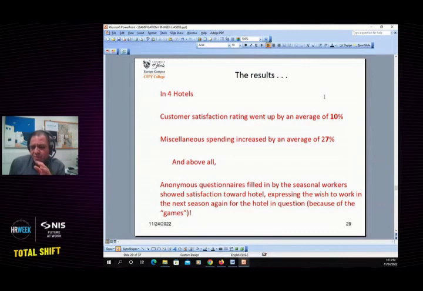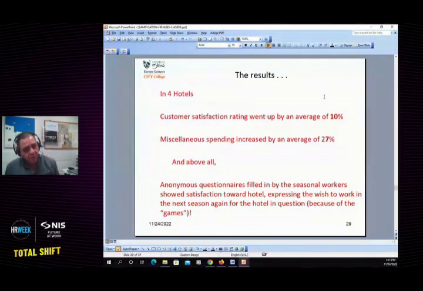Customer satisfaction rating went up by an average of 10%. That is great. If we go to any ratings company like Booking or so, and we can see this happening, this is excellent. And it all happened because our employees, through gamification, were offering better services to our guests in the hotel. Another interesting thing is miscellaneous spending increased by an average of 27%.